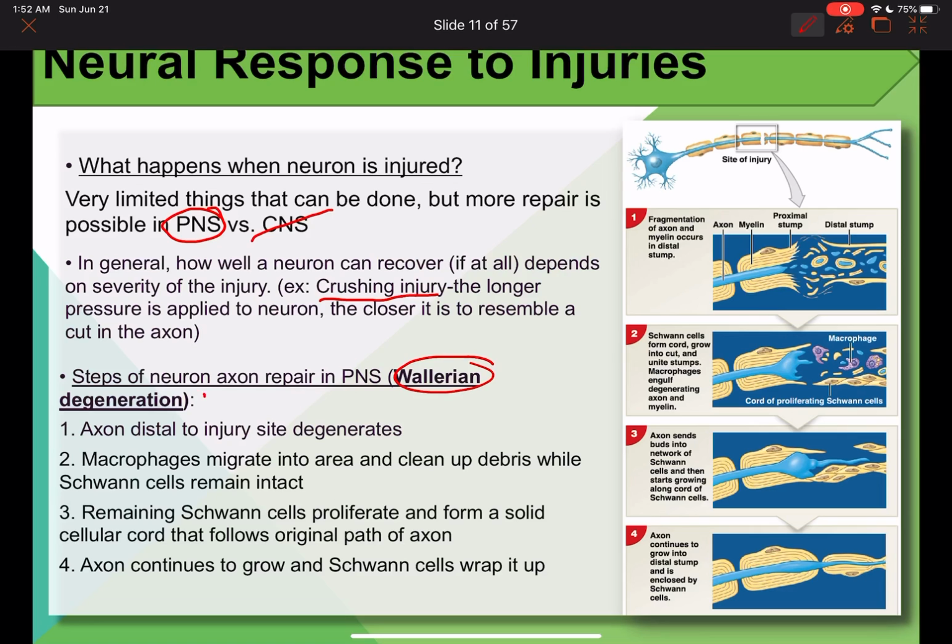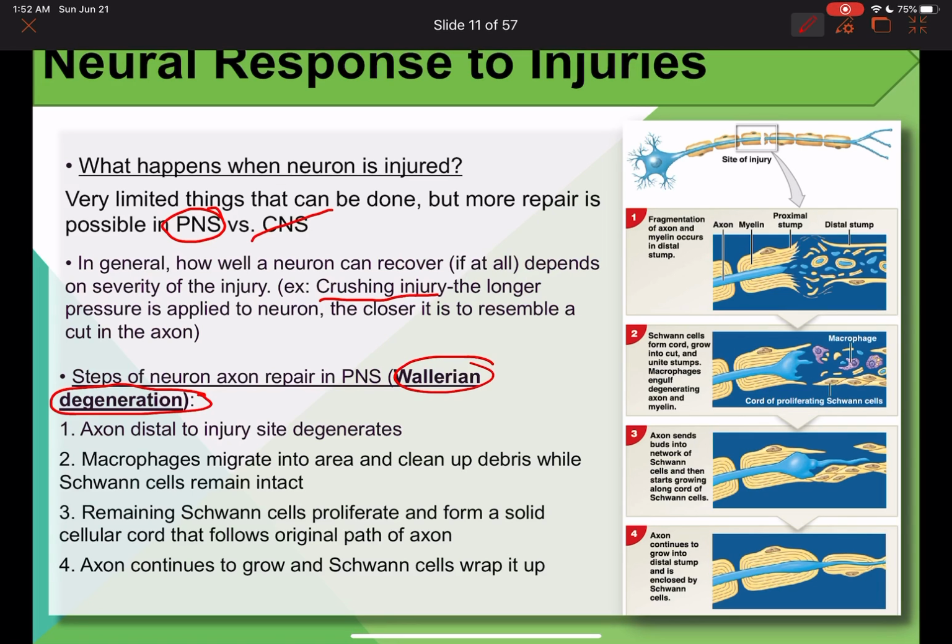Okay, so the type of repair that can happen in neurons in the peripheral nervous system usually is called Wallerian degeneration. Make sure you remember this word. It's kind of weird. Whoever named it, they call it degeneration, but it's actually regeneration of an axon if you think about the steps that it's doing, but that's what it's called, Wallerian degeneration. And here are the steps involved in this type of repair.